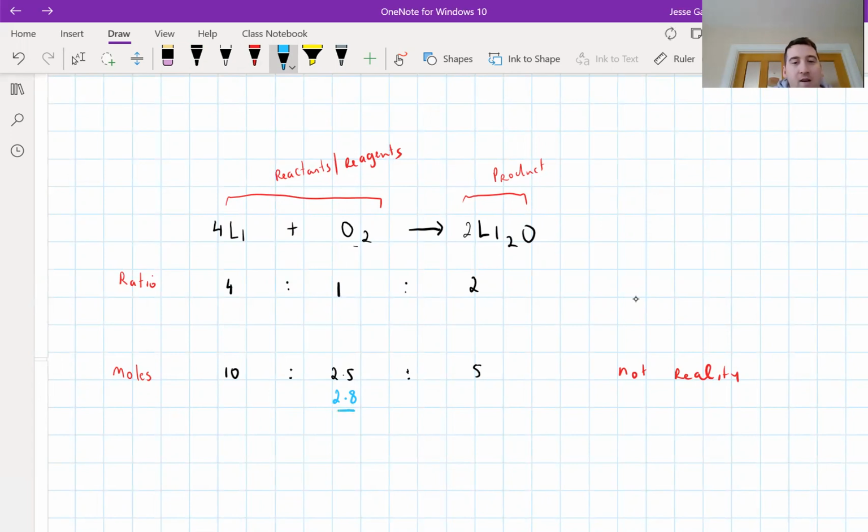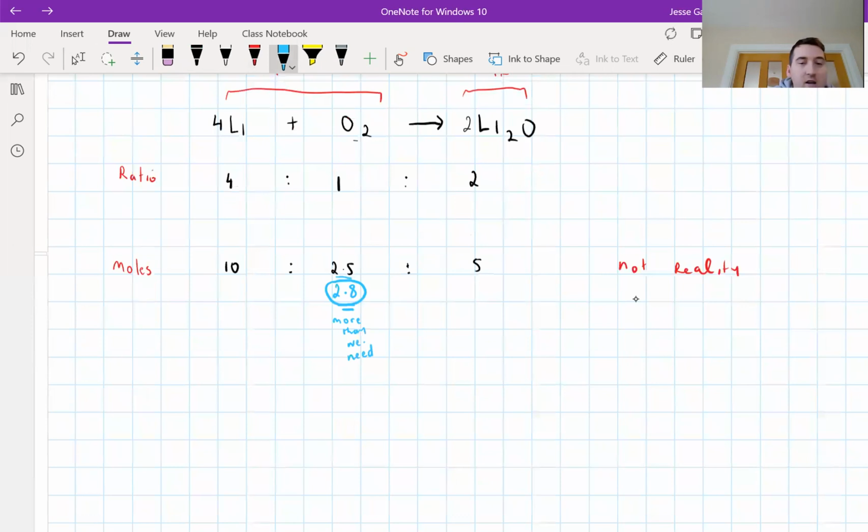But what we can see here is that with the oxygen, we have more than we need. Because if we started with 10 moles of lithium, we only needed 2.5 moles of the oxygen. So we have more than enough of the oxygen here. I'm going to put a circle around this and say that this one, we have more than we need. And what this means is that at the end, you will have some oxygen left over. It will not react.